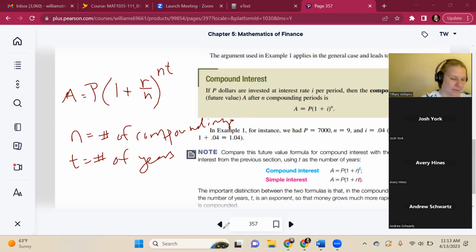Let me make sure I've not messed that up. Yeah, I like this formula a little bit better than the one that they're showing. So again, guys, these two formulas are the same thing. It's just the way they write it. You have to do more math to get it to be that formula. So are there any questions on that?